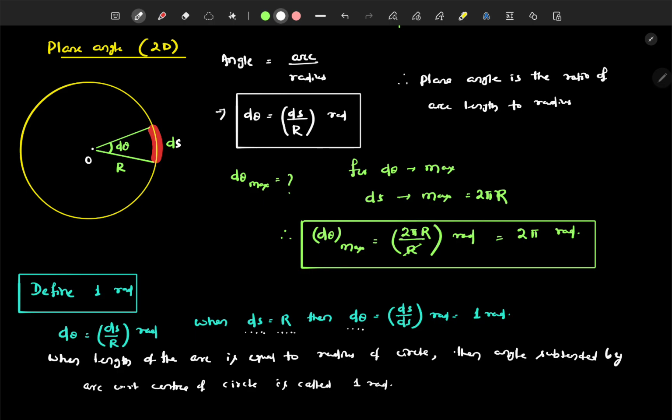And you remember, plane angle is applicable for a two-dimensional figure, that is the circle. Yes. Next come to our solid angle concept. So remember, what is the value of d theta maximum? 2 pi radian. Also from this we came to know 2 pi radian means 360 degree, because the whole arc makes an angle of 360 degree with respect to the center.